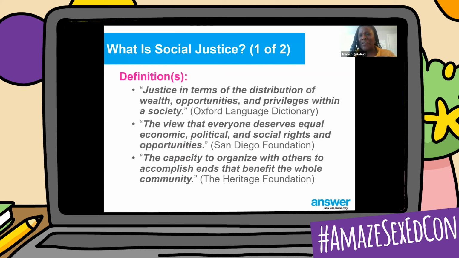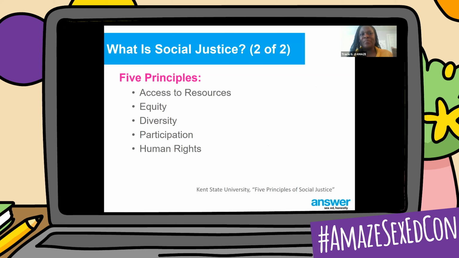So I want us to start there in terms of thinking about what social justice is. But then I also want to offer you all these 5 principles that come from Kent State University. I don't know if y'all know it, but they actually have a degree program in social justice, which if I didn't already have my doctorate, I might consider going back. But once you get one, the idea of going back to school is an absolute no, at least for me anyway. But the 5 principles that they have come up with in terms of what social justice is include access to resources, equity, diversity, participation, and human rights. So again, as some of you all have mentioned, this idea of equity, about fairness, about everyone being able to receive what they need for where they are is absolutely a part of the principles and foundations of social justice.